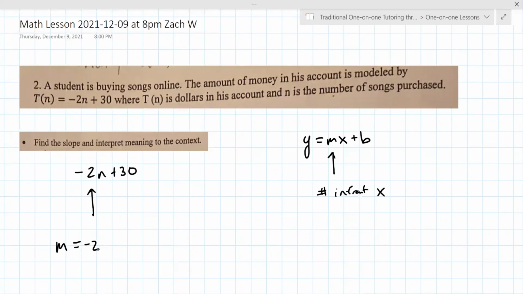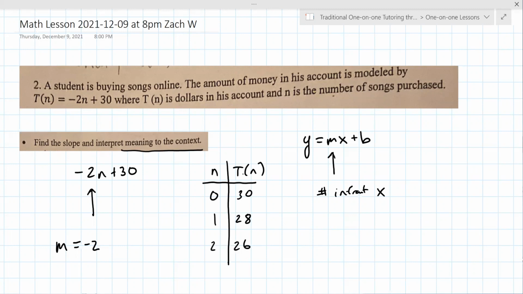So in the context, now that's probably a little bit more difficult. You could make a table. If you weren't clear what's going on here, you can make a table. So here's n, here's t of n. If you put 0 in for n, it's 30. And when you put 1 in for n, you get 28. 2, you get 26. Is it clear how those values are being calculated? Because it's from this equation right here.